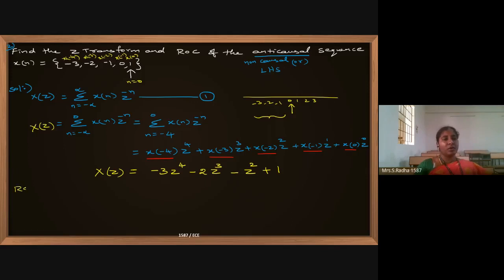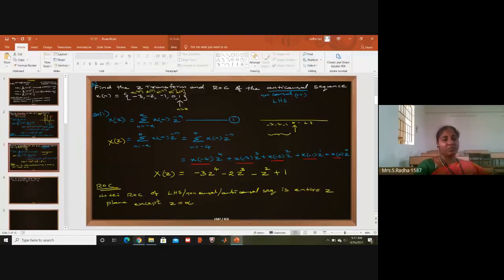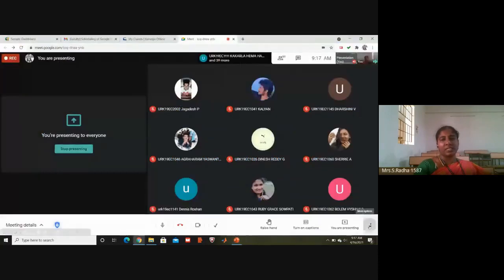And if you come to ROC, you have to make a note in ROC. Okay, so the ROC of a left-handed or non-causal or anti-causal signal, these are the other names, sequence is the entire Z plane except Z equal to infinite. Okay, so this is about right-handed sequence and left-handed sequence. What we have seen, right-handed sequence and left-handed sequence. The transform we have checked out.